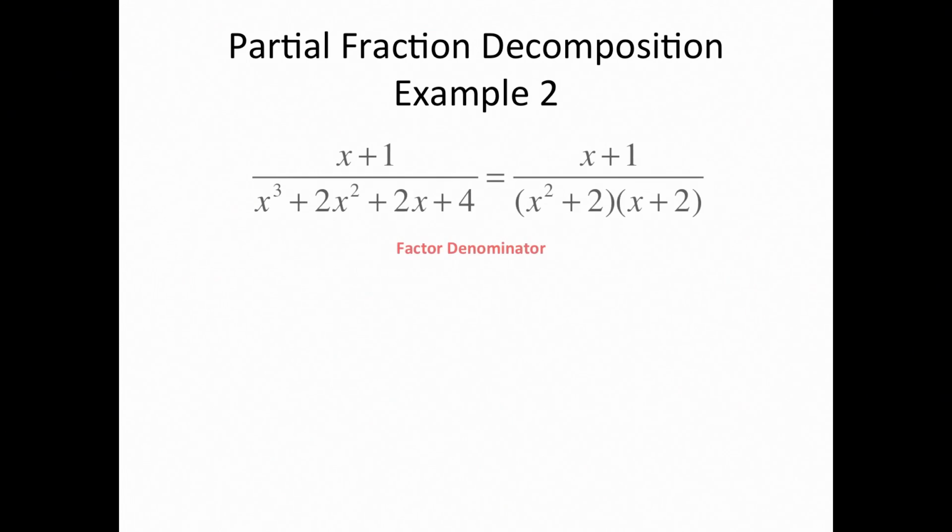Example number 2 includes, instead of just having linear components on the bottom, a quadratic component on the bottom, and it's also going to have a polynomial on the top as opposed to just the number 1. As you can see here, our original question would be x plus 1, a linear, over a cubic, x cubed plus 2x squared plus 2x plus 4. Again, you factor the denominator just as before, and the numerator remains x plus 1. The denominator now becomes x squared plus 2 multiplied by x plus 2.